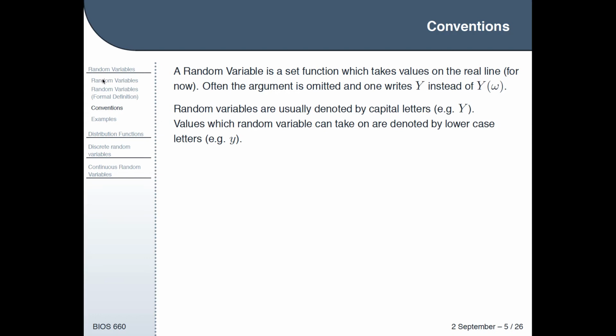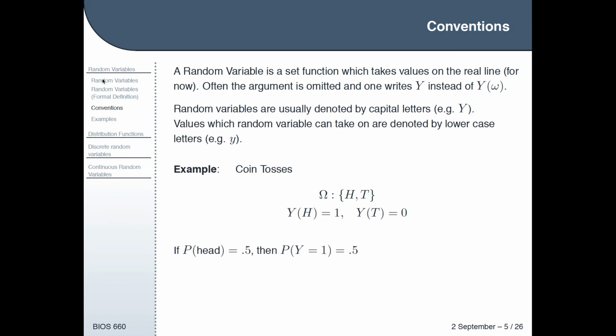So the random variable corresponding to the number of heads in the previous example I gave you would be denoted by big Y. If I wanted to say what's the probability that big Y equals 3, you would use little y to correspond to 3 in that type of case.